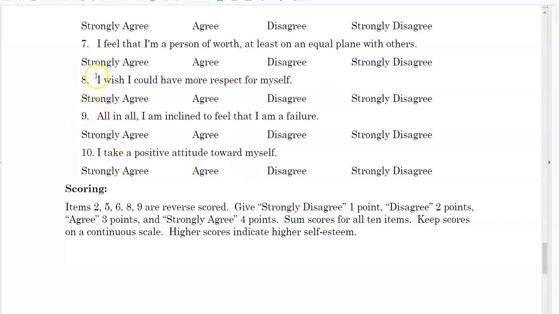So let's see number 8. Number 8 is the same kind of negative phrasing: I wish I could have more respect for myself. So once again, they want you to reverse score it.